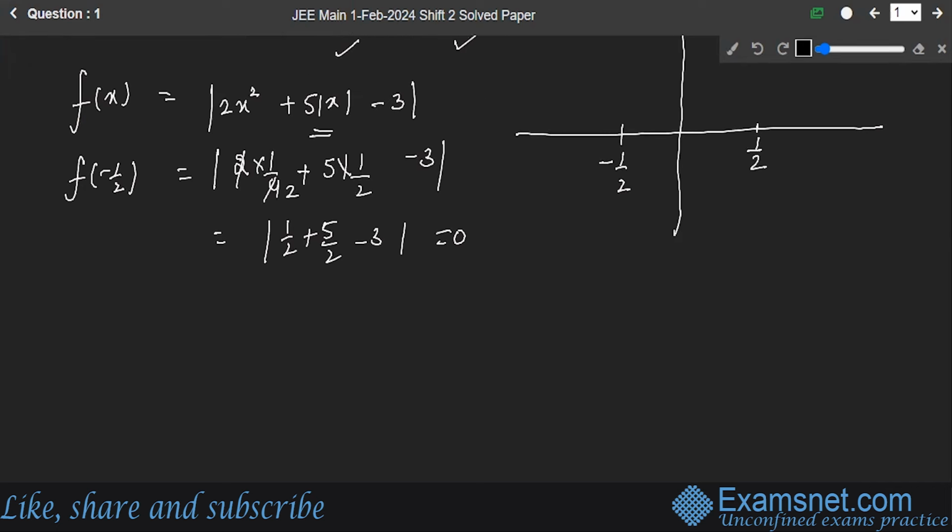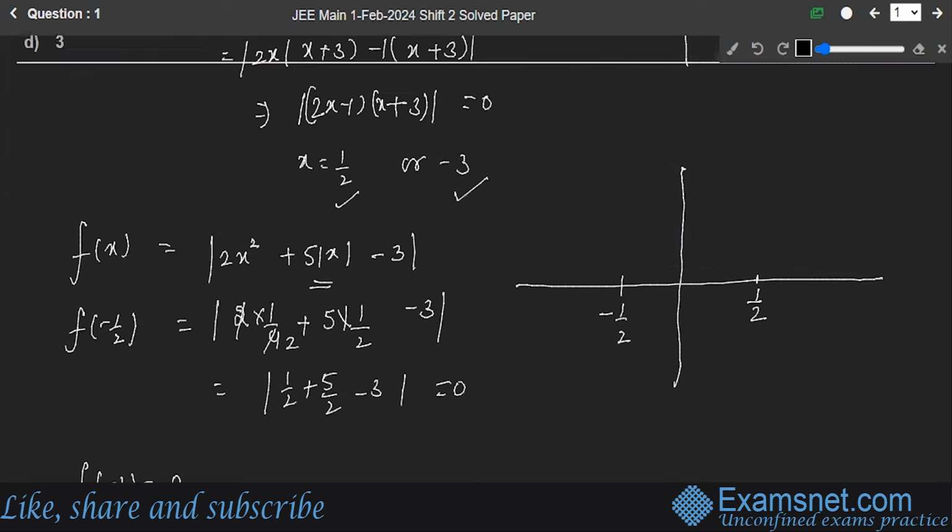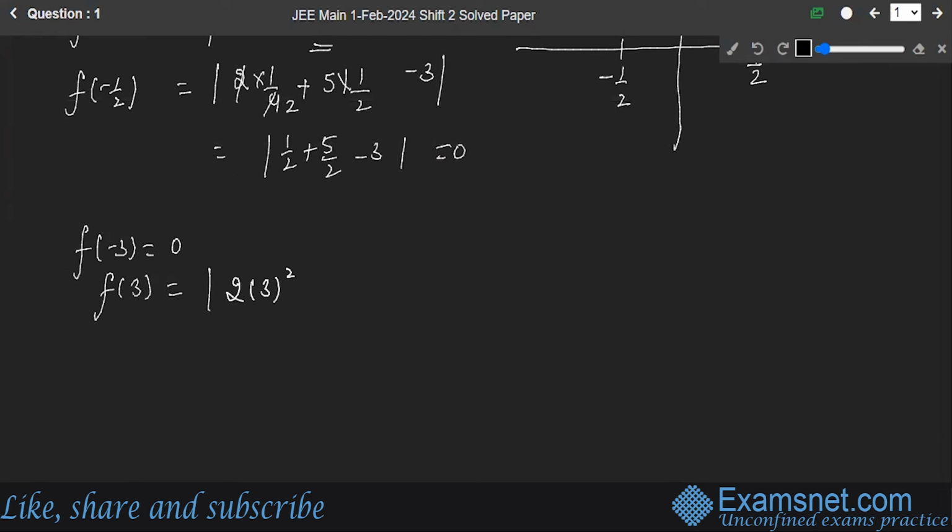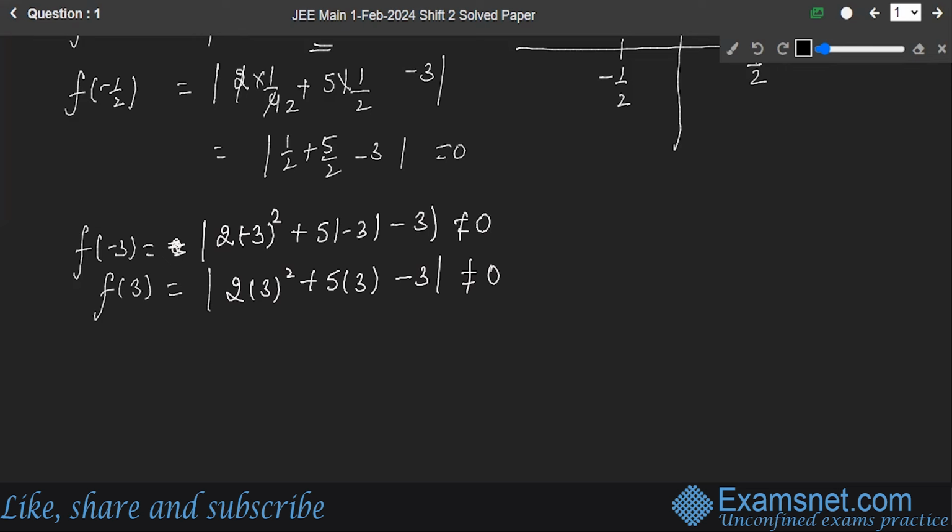Okay, you are having f of minus 3 is equal to 0. Let's check for f(3) also. This will be 2x square plus 5x minus 3, I will put x is equal to 3. So this is equal to 2 into 3 square plus 5 into 3 minus 3. This is not equal to 0. So that means this is not another root. And also, if you check f of minus 3, this will not come out to be 0. This is not equal to 0. So that means minus 3 and 3 are not the roots for this function. Let's check for f(0). You will have f of 0, this is equal to f of 3.